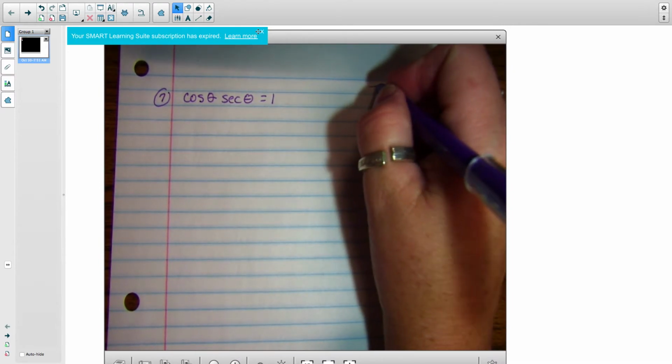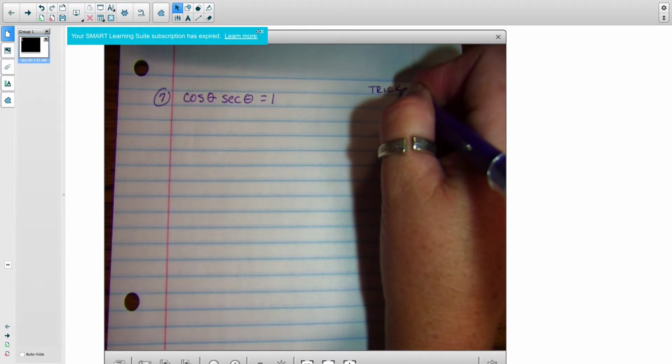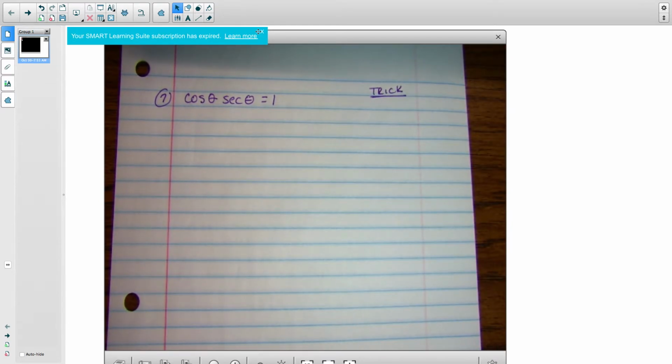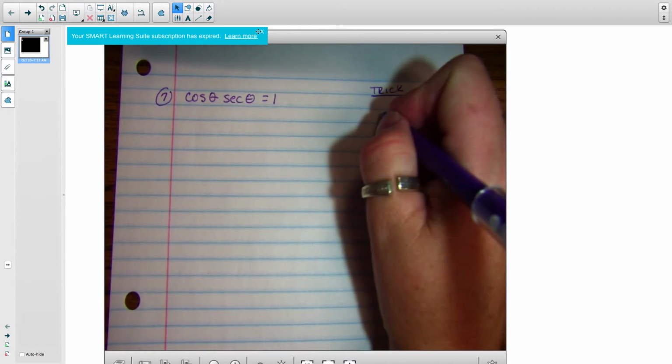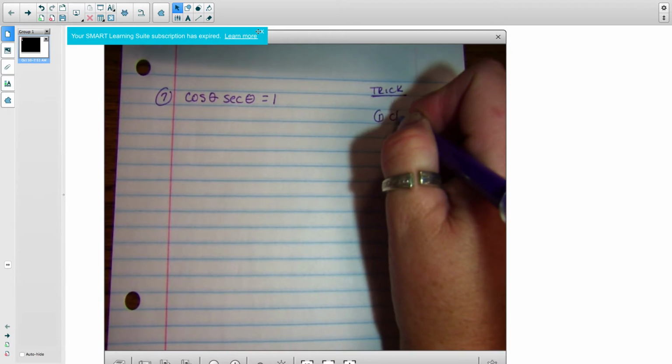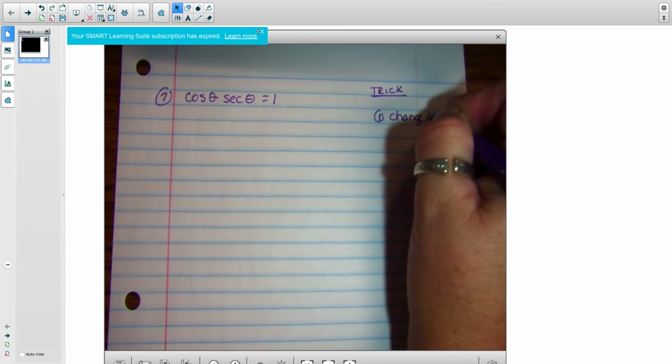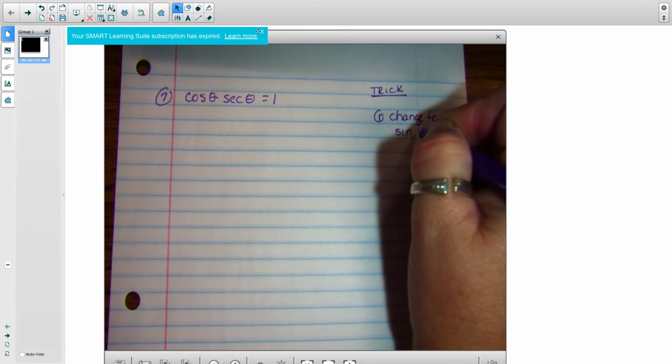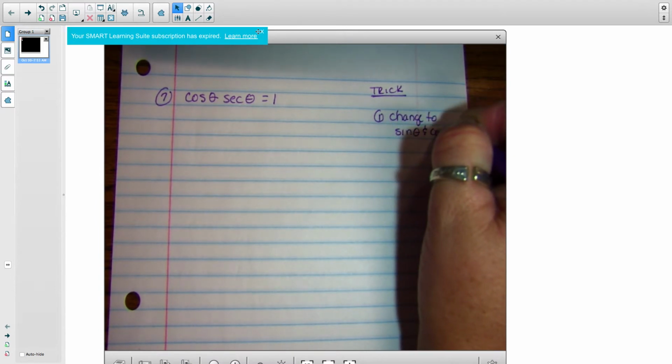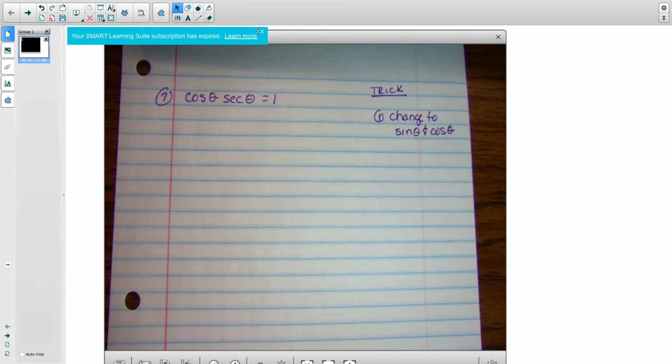It says make the left side look like the right side. After we're done graphing, we're going to spend a lot of time making the left side of these trig identities look like the right side. First trick that you put in your bag of tricks is change everything to sine and cosine. It's the first thing you want to try to do.